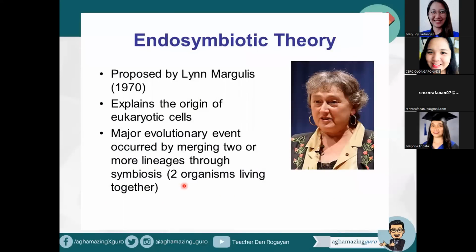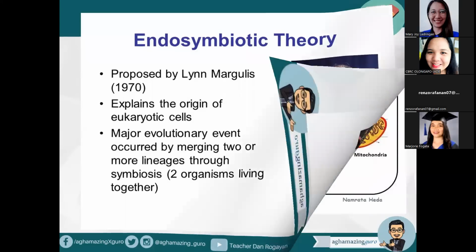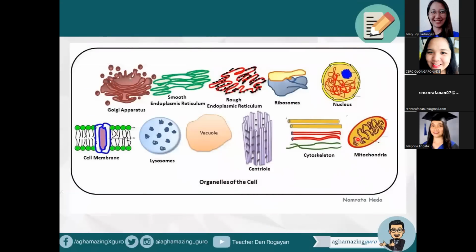Andito pala. Wrong spelling ako, single L. So endosymbiotic theory proposed by Lynn Margulis in 1970 explained the origin of the eukaryotic cell. So major evolutionary event occurred by merging two or more lineages through symbiosis, two organisms living together. So basically, they have engulfed these prokaryotes. So these are some of the organelles of the cell. Review ulit tayo dito. Saan ulit dito ang site for cellular respiration?